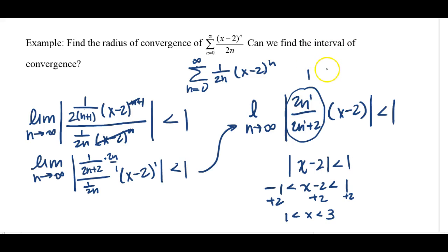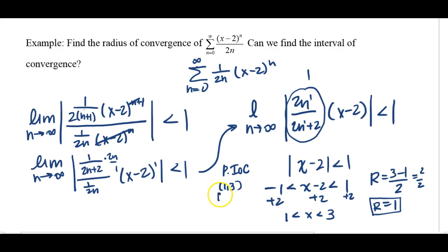There are too many possibilities, but the radius of convergence r is going to be (3 minus 1) over 2, so that's 2 over 2. My radius of convergence is 1. But my possibilities for the interval of convergence are 1 to 3: closed 1, open 3; open 1, closed 3; or closed 1, closed 3. We're not sure. We'd have to go back and plug 1 and 3 into this original x and then try to solve that infinite series.